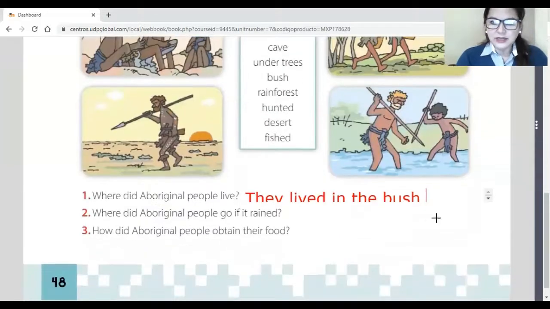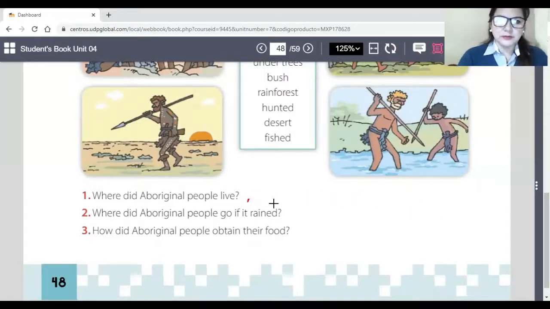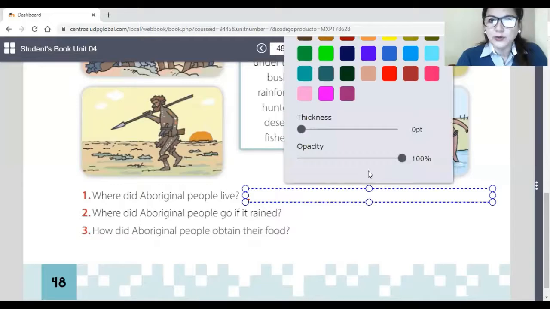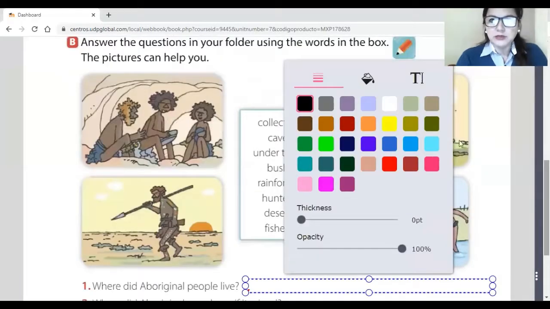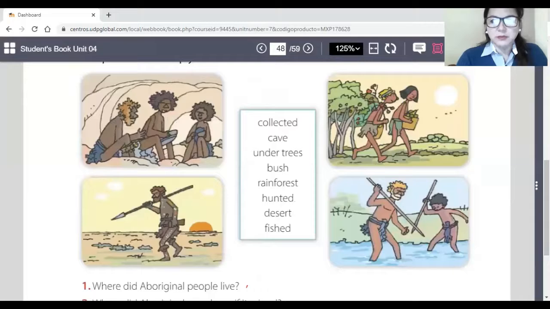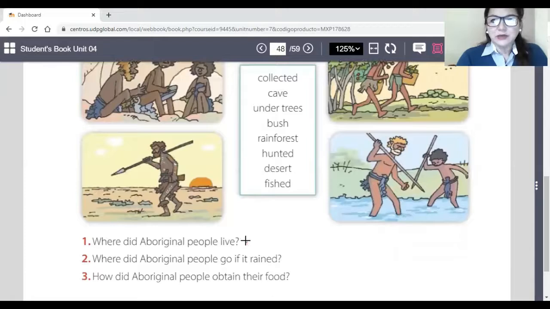Just let me change this, okay? Just wait for me. I'm going to change the size of the letters. Just give me a minute to do it. Maybe 15, it's going to be. Okay. One more time. Where did Aboriginal people live?